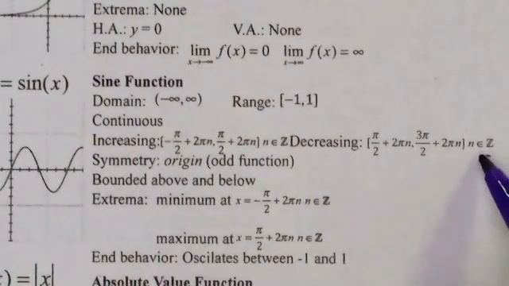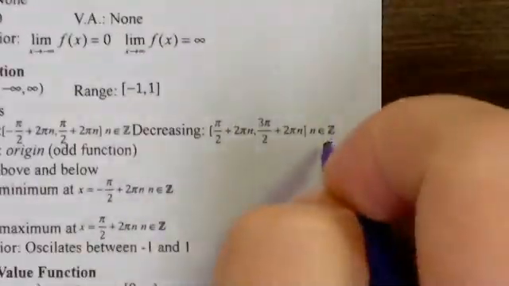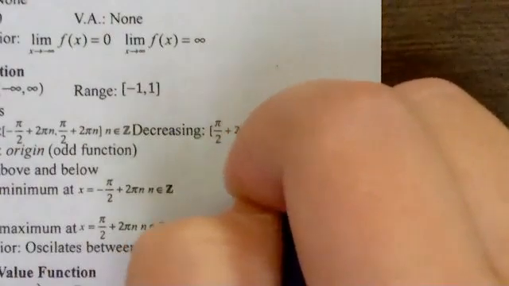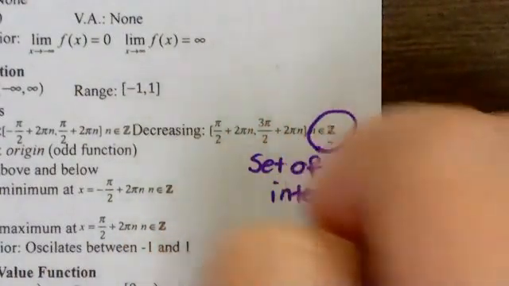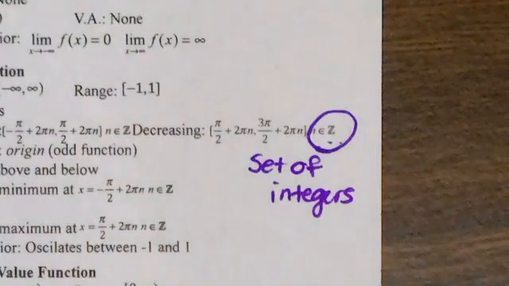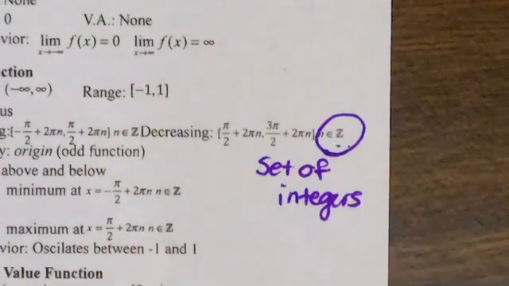Keep in mind, anytime that you see this little Z right here, I'll write this on here so that you've got it. But right here, this is talking about the set of integers. So like no decimals or fractions, right? They're whole values: positive, negative, and 0.